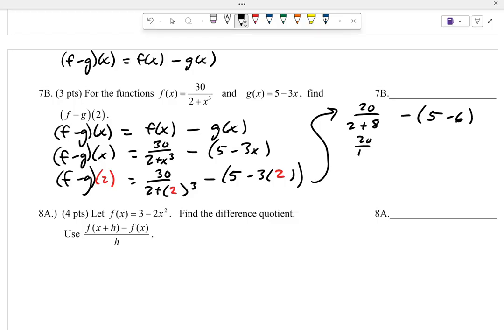So I got 20 over 10 minus a negative 1. So I got 2 plus a 1. It looks like I end up with 3 on this one. Oh, I'm sorry. That's not 20. That's 30. I don't know why I changed that. Whoops. That's a 3 plus 1, which ends up being a 4.